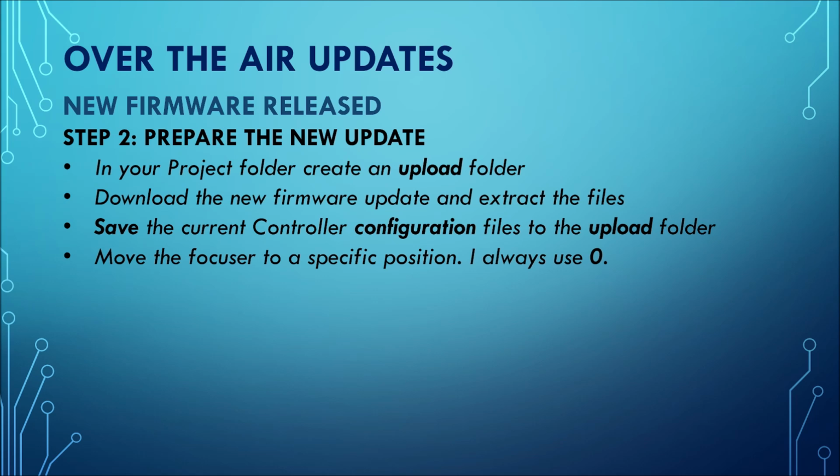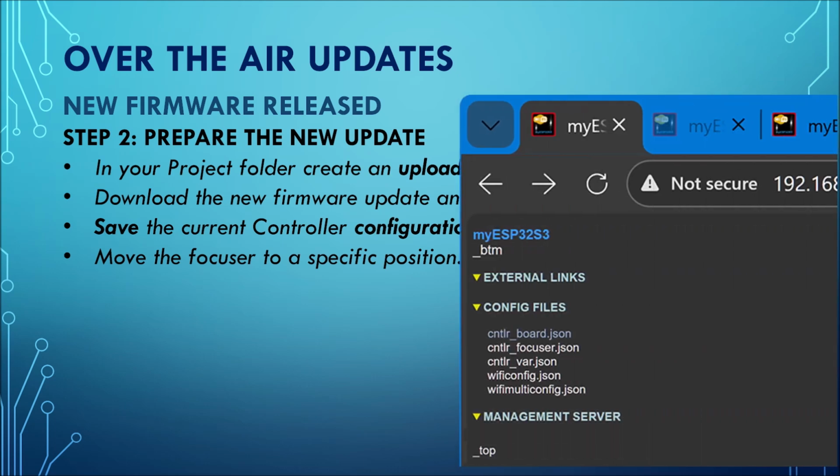Alright, so what happens when new firmware is released? Well, we prepare the new update. We basically create a folder. Let's make an upload folder, and we download the new firmware into that update folder and extract the files. We then save the current configuration files to the upload folder, and we move the focuser to a specific position. I always like to send it to home.